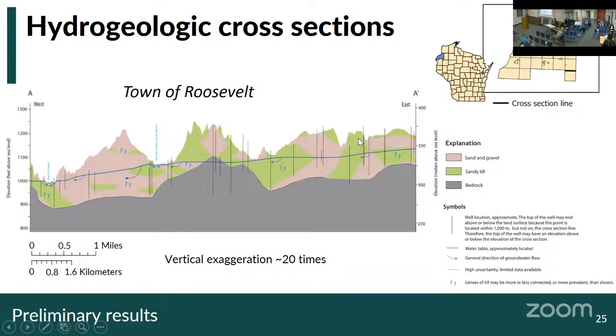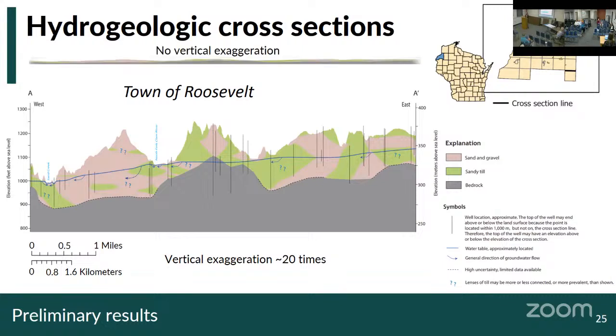And I just want to explain that, you know, we had to exaggerate this vertically so that we could actually see something. This is what it would actually look like if I had it up on the screen, so it's not super helpful. So if we're looking at the town of Roosevelt, you can see we have bedrock in the gray, and then our superficial aquifer sediments are on top. Again, the sands and gravels are in the pink, and then I have that sandy till in the green. That was the red till that Elmo showed you a picture of.